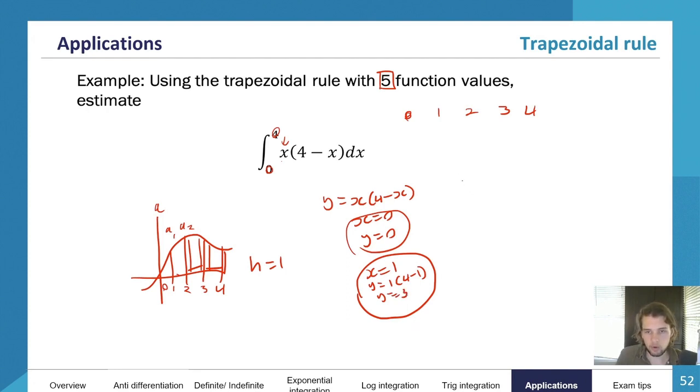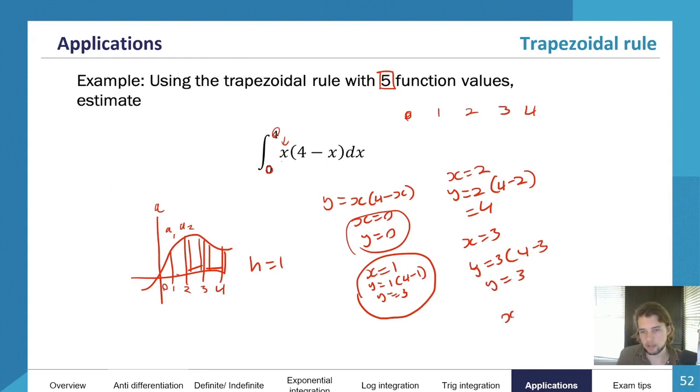Then when x is equal to 2, y is equal to 2 times (4 minus 2). So that means y is equal to 4. When x is equal to 3, y is equal to 3 times (4 minus 3). So y is equal to 3. Lastly, when x is equal to 4, y is equal to 4 times (4 minus 4). So y is equal in that scenario to 0. So what we have is this sort of symmetrical looking line, and we have the different heights that we have.